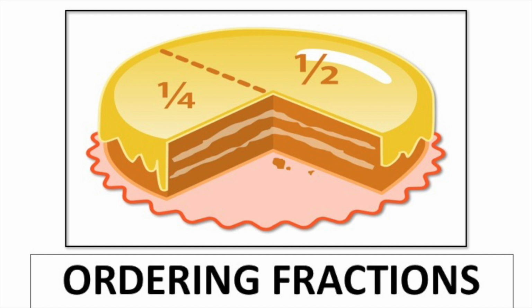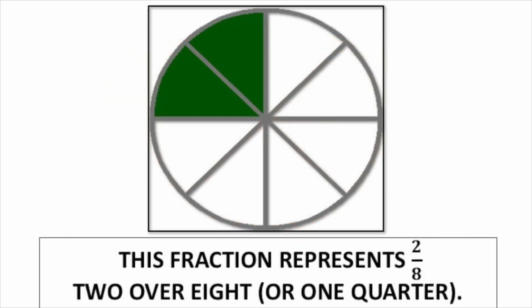But if we were to do it the other way, descending, going down, we would start with the biggest, 1/2, and then the smallest, 1/4. And this is how we order fractions. This fraction represents 2/8, or 1/4. Yes, you can see 1/4 of the circle is shaded green.